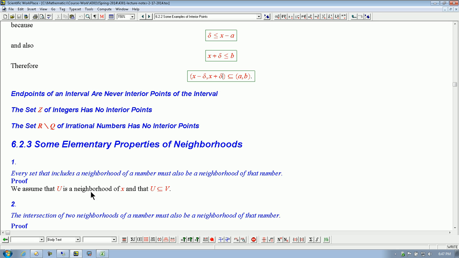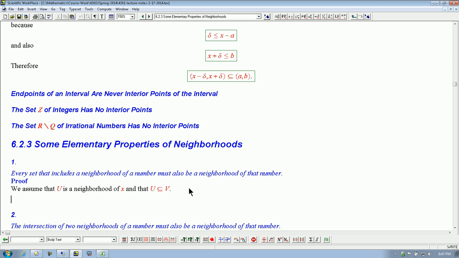Okay. We are assuming that U is a neighborhood of X and that U is a subset of V, so that V includes U. Our task is to prove that V must also be a neighborhood of X.